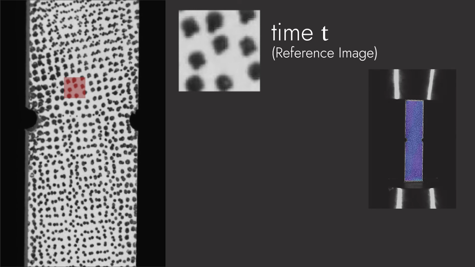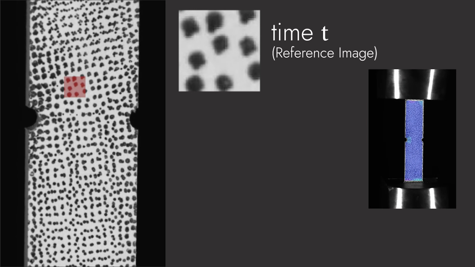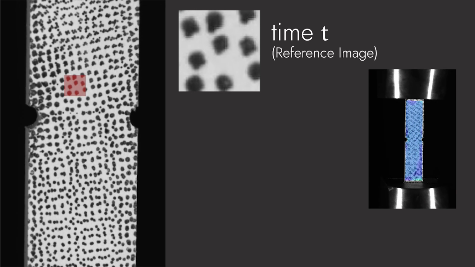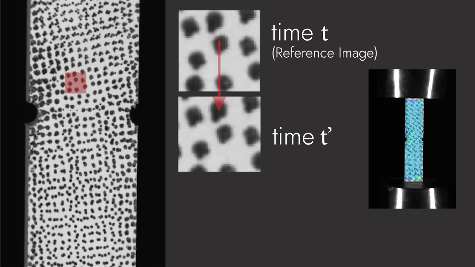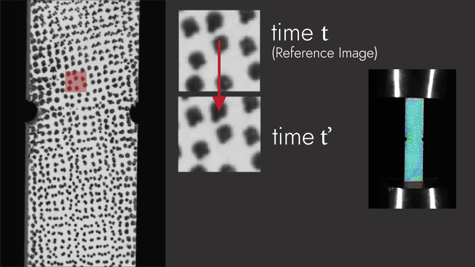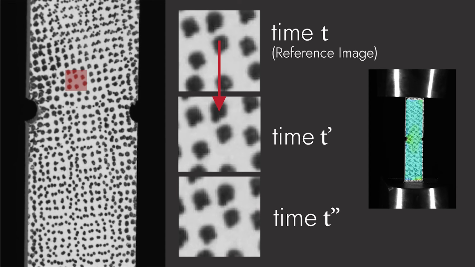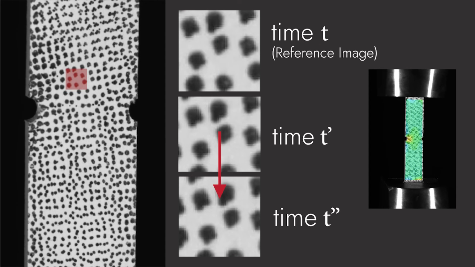In DIC, a mesh of small subsets of the image are tracked as the specimen moves and deforms. To perform this tracking, the subsets are shifted until the pattern in the deformed image matches the reference image as closely as possible. This match is calculated by the total difference in gray levels at each pixel within the subset.